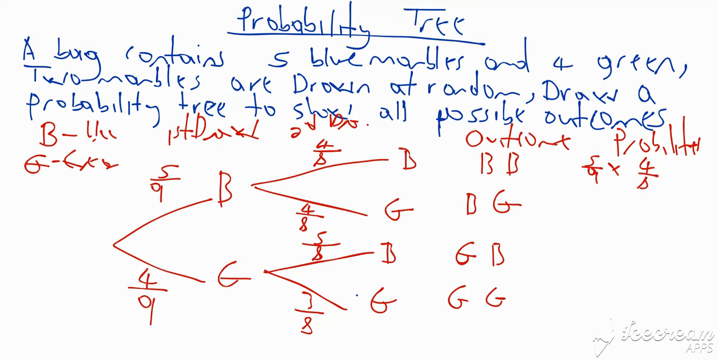So for getting blue and green, I would have 5 over 9 times 4 over 8. The green and blue would be 4 over 9 times 5 over 8. And green and green would be 4 over 9 times 3 over 8. Now you don't actually have to work out all that there. What you can simply do is use your calculator, work out the results, and simply fill in the probabilities underneath the probability section there.